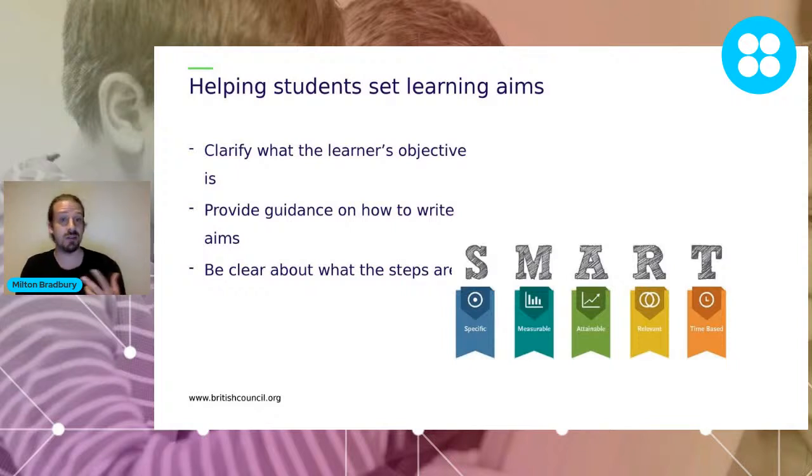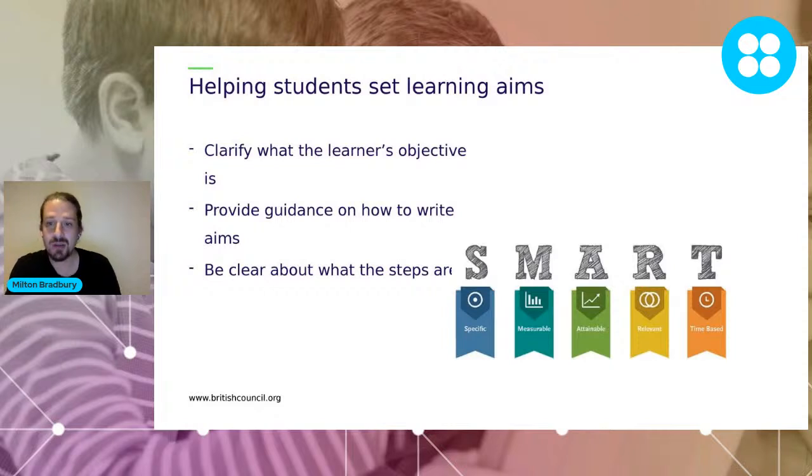And learners need to be clear about what the steps are. So how do I get to this objective? What do I need to do? What do I need to do today? What do I need to do tomorrow? What do I need to do this week? What do I need to do this month? What do I need to do this year? What are the steps? I saw a comment come up, so I'm going to address that.